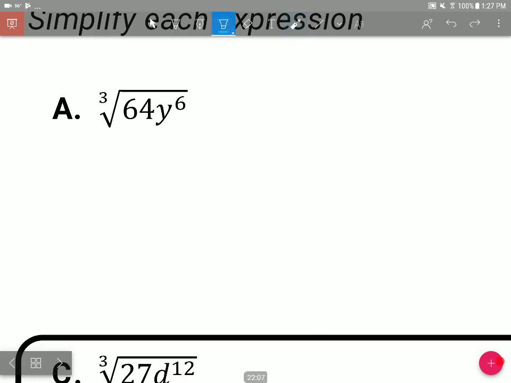First things first, anybody know the third root of 64? Do you remember? 4. 4 times 4 times 4 is 64, so that is 4 on the outside. You can already take care of that part. Now, the variables. All right, that's a y to the 6th. So I got 1, 2, 3, 4, 5, 6.